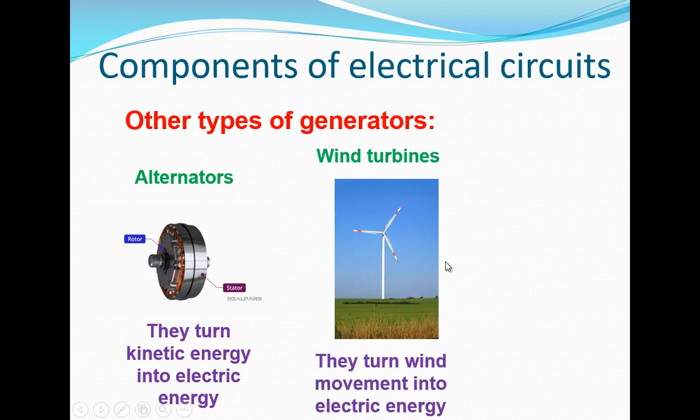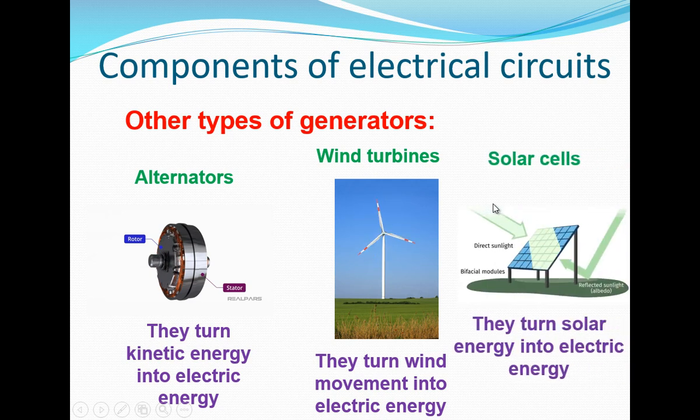We also have wind turbines that you surely have seen in the fields. They turn wind movement into electric energy. So the same, kinetic energy into electric energy. And we have solar cells also that we know when the sun beams into them, they turn that solar energy, the energy of light, into electric energy.